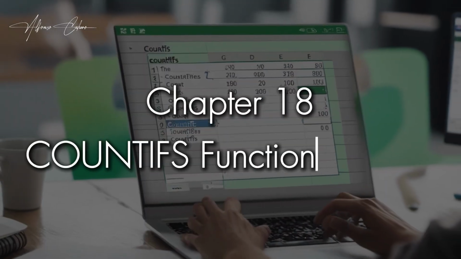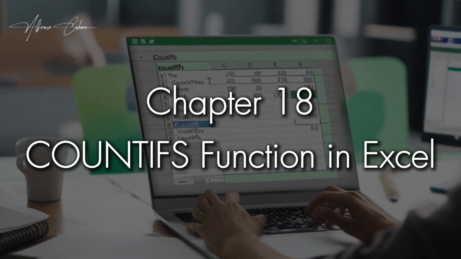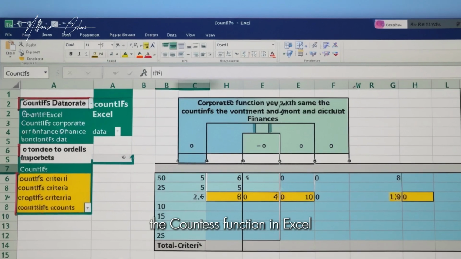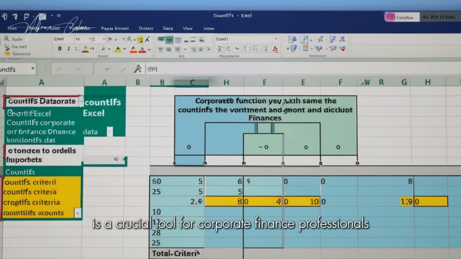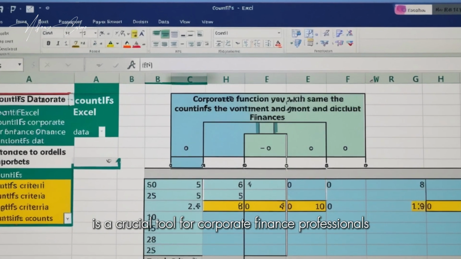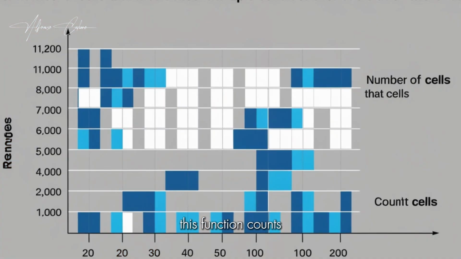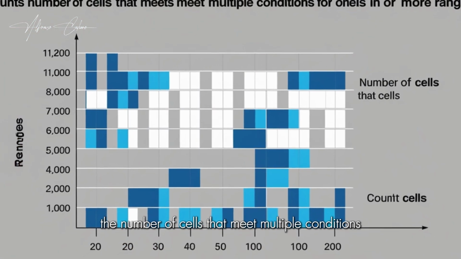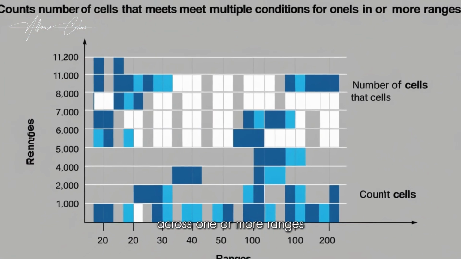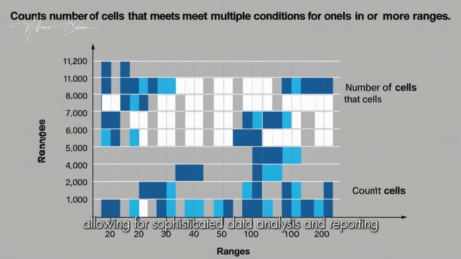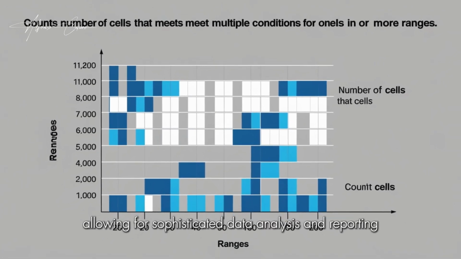Chapter 18: COUNTIFS Function in Excel. The COUNTIFS function in Excel is a crucial tool for corporate finance professionals who need to analyze data based on multiple criteria. This function counts the number of cells that meet multiple conditions across one or more ranges, allowing for sophisticated data analysis and reporting.